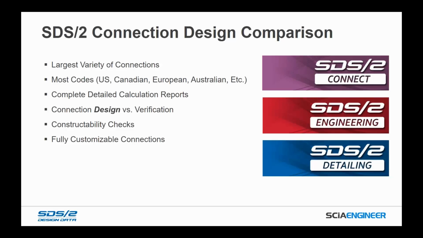You'll see examples of complete detailed calculation reports. One of the things also I usually stress is SDS2 does connection design versus connection verification, which means you put in the criteria ahead of time. You tell it what size bolts you want to choose from, what plate thicknesses you want to choose from, what types of connections you want in what situations. Then you import the loads or put in the loads, and it will run through the iterations for you to design the connections. It takes into account not only the connection itself, but other connections framing into the same joint and other nearby connections, and runs the constructability checks, and I'll show an example or two of that shortly.